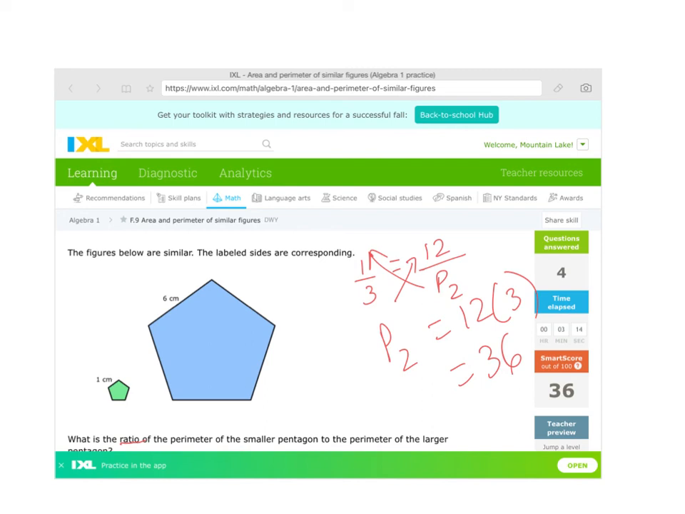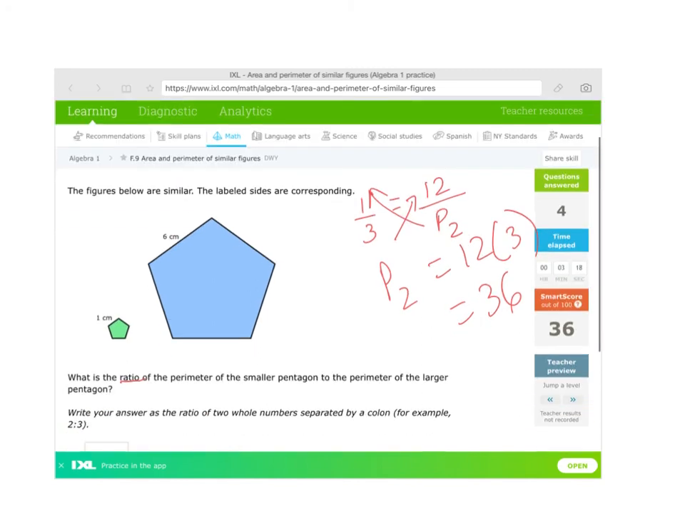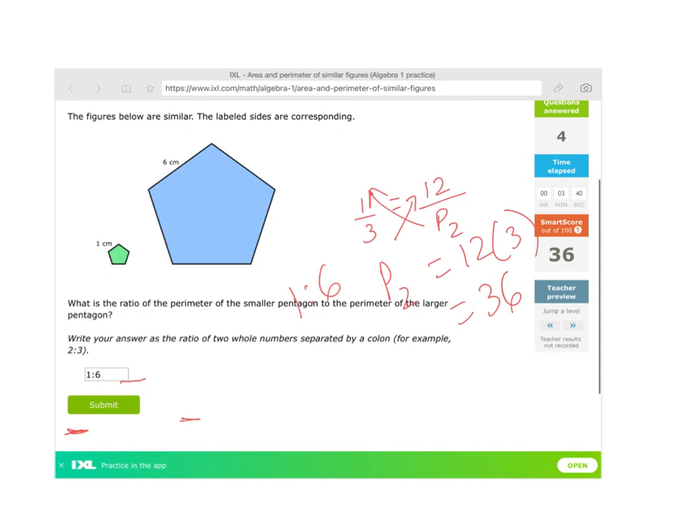Again, what is the ratio of the perimeter of the smaller pentagon to the larger one? And remember, ratio is just like division, but it's written with this colon sign right here. So 1:6. Let's put that in. Hit submit, and that's where we get our correct answer.